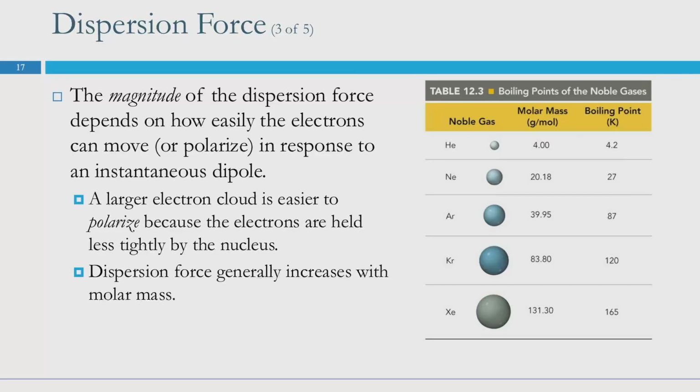So a couple of things affect the strength of the dispersion forces. Since the dispersion force is based on how easily the electrons can move, how easily they could be pulled over to one side, or how many could be pulled over to one side, we've got a couple of things that affect it. A larger electron cloud can affect the strength of our dispersion force. So having more electrons, and also having the electrons further away from the nucleus.